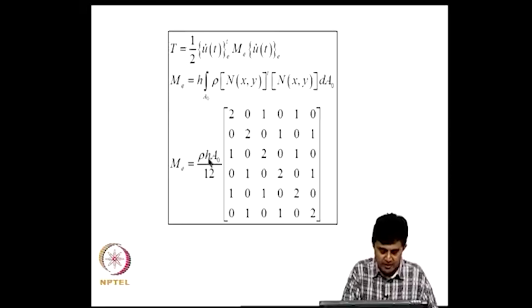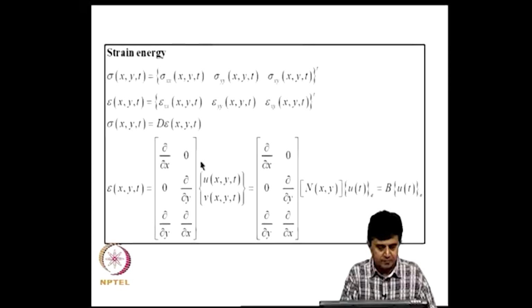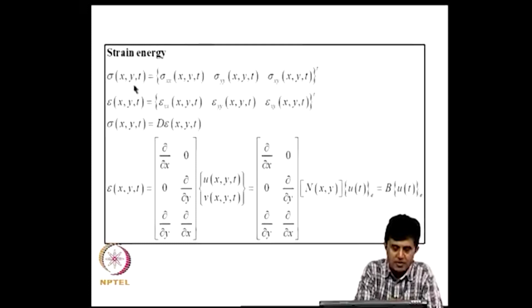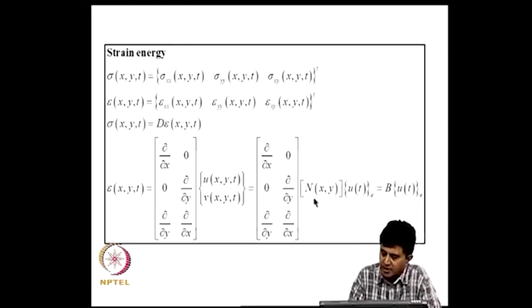The components of this are the thickness of the element, area of cross section, and the mass density. Now, how about strain energy? The 3 cross 1 stress vector has elements sigma xx, sigma yy, sigma xy, and this is the strain also. Now, sigma is related to epsilon through this D matrix, and the strain is related to displacement through this relation. So, this I write, now for u and v, as we have just seen, as N into u, and I write it as B u e, where B is this matrix, this product.